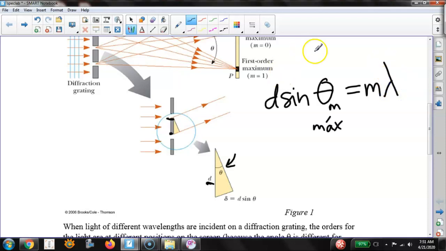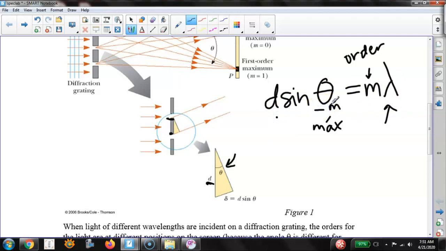So you have d, the separation, times the sine of this maximum angle, equals m times the wavelength of light. M is what we're going to call the order. We'll get back to that in just a second. The reason I write this equation is that the wavelength of light is directly proportional to this d and this angle.